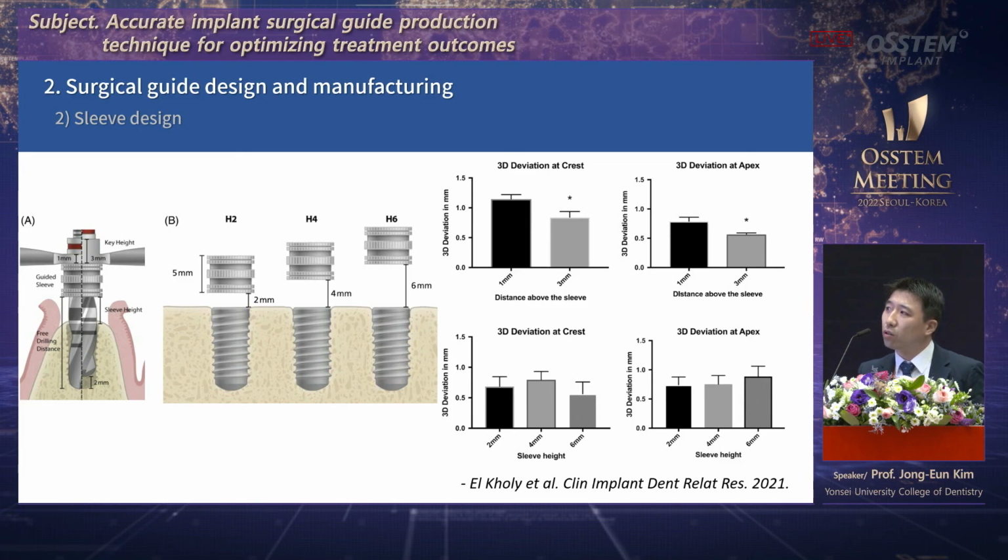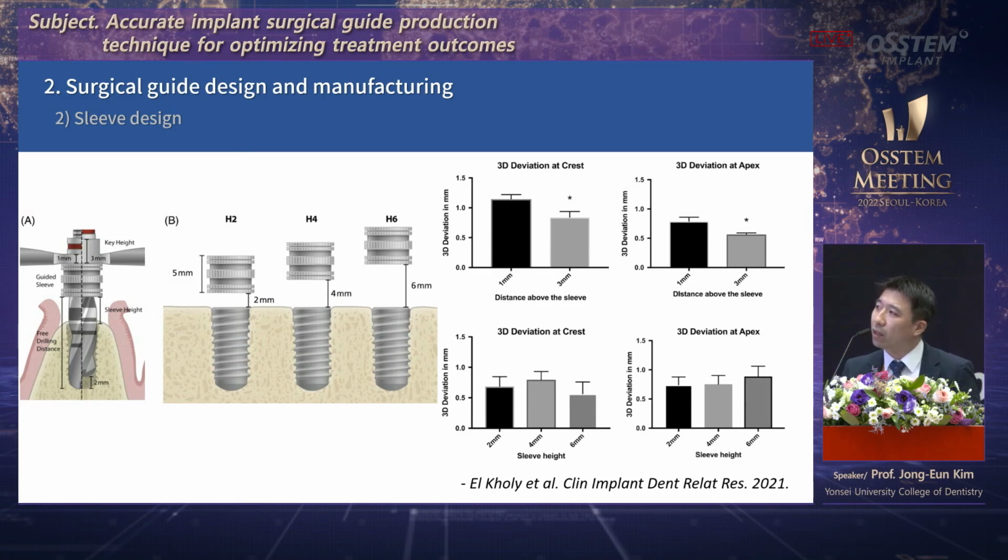Important thing about sleeve design is the length and how close the sleeve gets to the bone. As you can see, how close it is to the bone. You can divide that into 3 categories. The sleeve needs to be very close to the bone to get better accuracy. On the far left is the use of drill key.